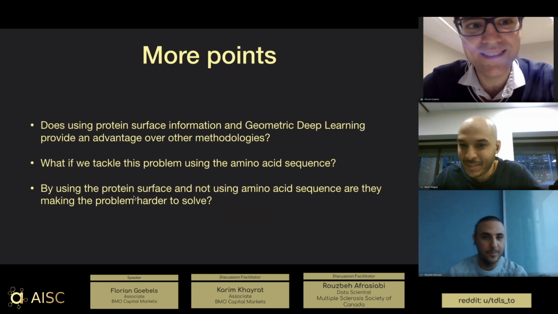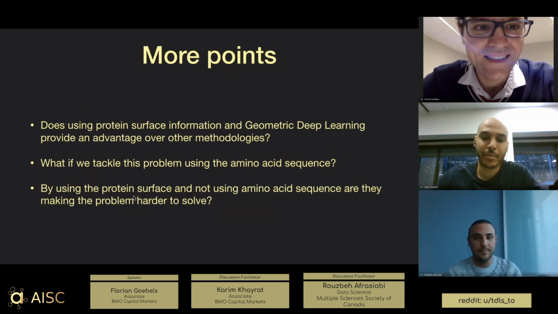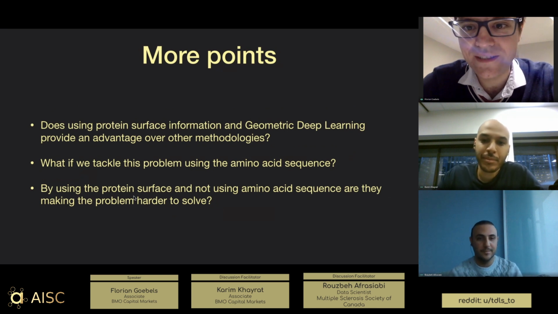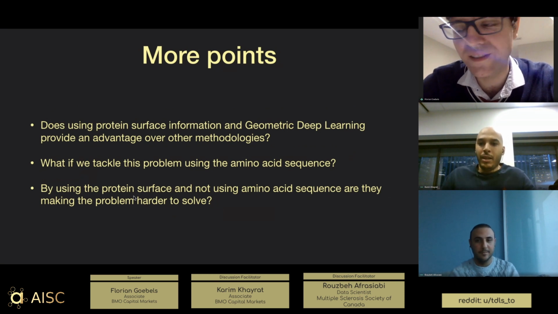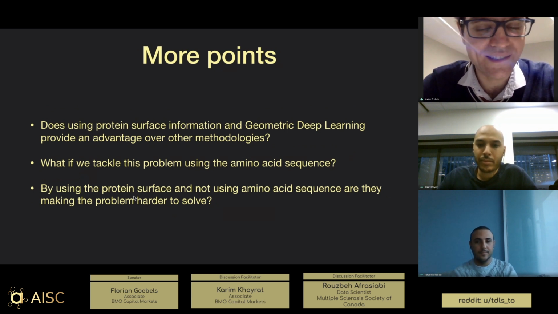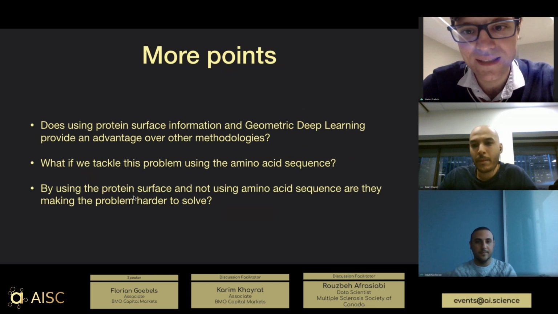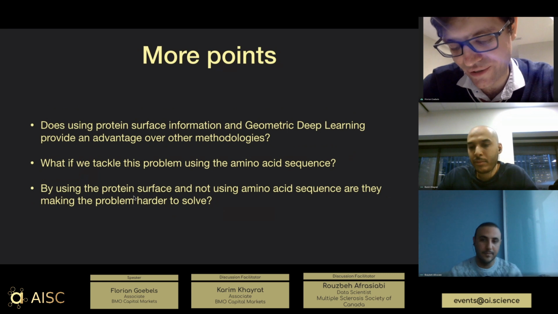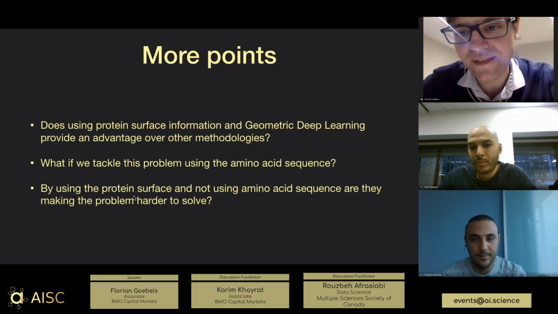So, a few more points. Yes. Does using protein surface information and geometric deep learning provide an advantage over other methods? I would say yes, and I proved it in the paper by comparing it to other state-of-the-art methods. Right. So I think we're good with that one. What if you tackle this problem using the amino acid sequence? I was not sure what you meant with this. If you want to do it predicting using only the amino acid sequence, then it's going to be very, very difficult, I would say.